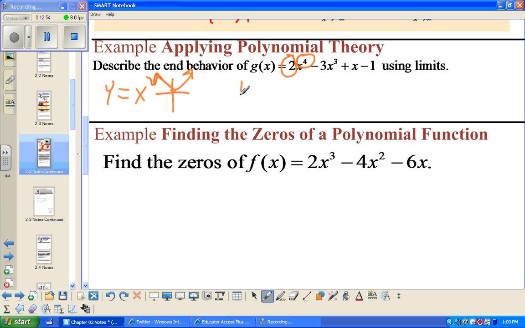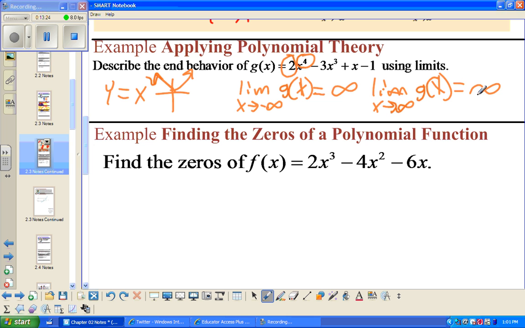So all I would have to do is say the limit as x approaches negative infinity of the function is positive infinity, and the limit, well, my computer cannot keep up with me today, as x approaches positive infinity of that same function is also going to be infinity. Done. Didn't even need to graph it.